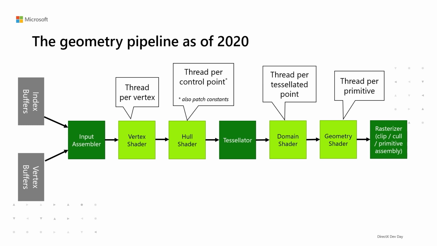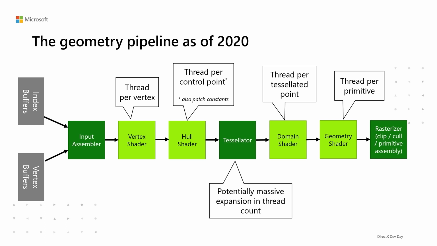The hull shader runs more or less, ignoring some details, once per control point. The domain shader runs once per tessellated point. The geometry shader runs once per primitive. At no point does the developer see that, in reality, this is a SIMD hardware unit. And that has some interesting implications.